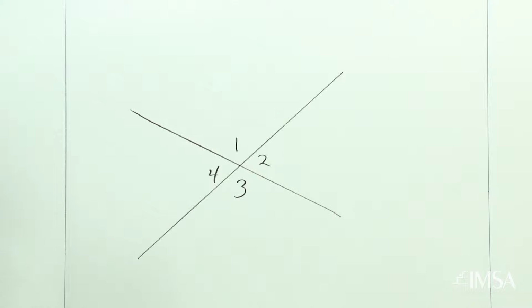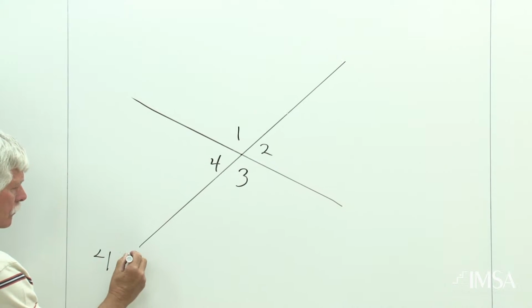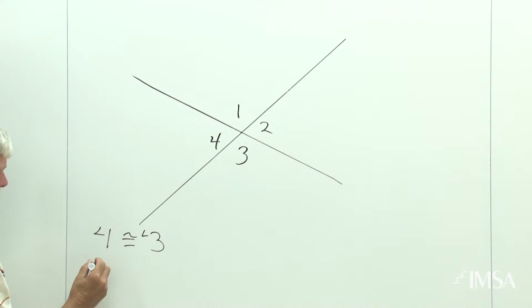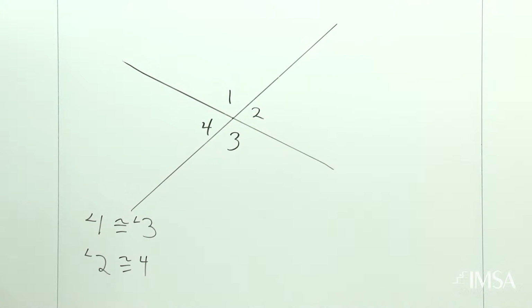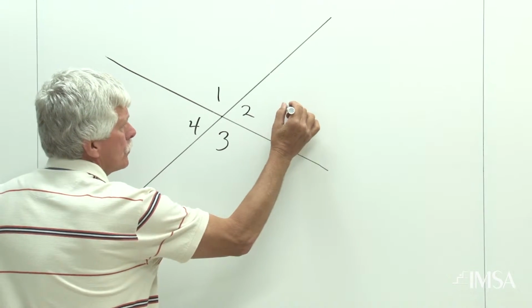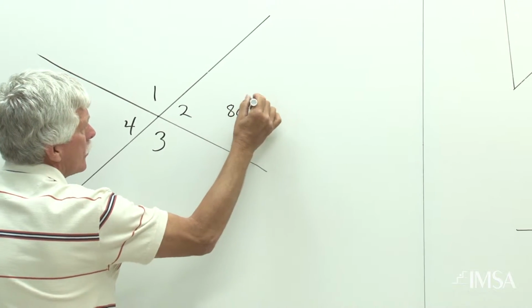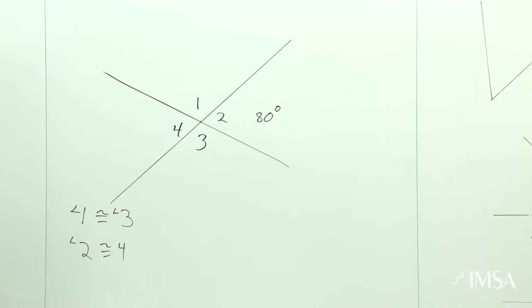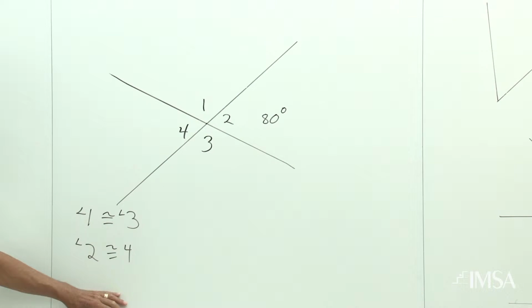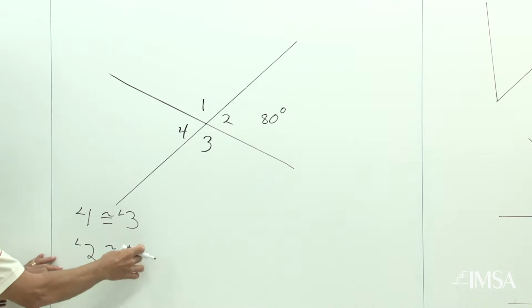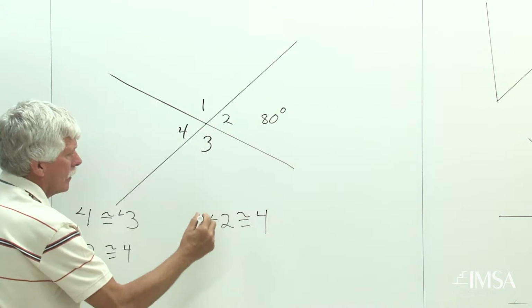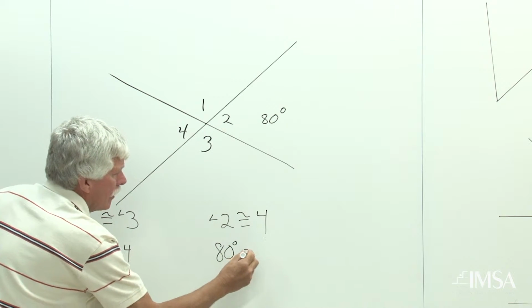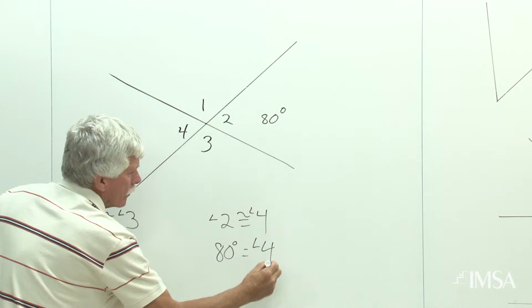The thing about vertical angles is that they are congruent. So if we have angle 1 is congruent to angle 3, angle 2 is congruent to angle 4. Now, how do we apply this? Well, let's say that angle 2 is 80 degrees, and we'd like to know how large the other angles are. So we can, by substitution, find out how large these angles are. Let's start with angle 4.